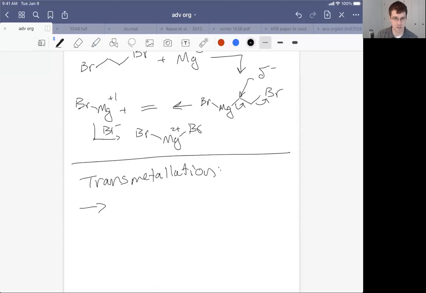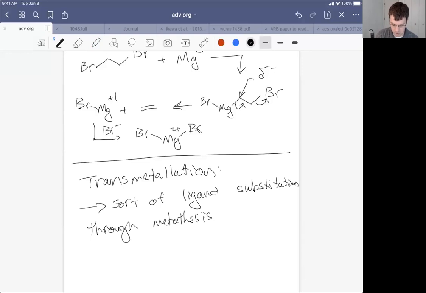But this is sort of a ligand substitution, but it's through a process called metathesis. Metathesis is an important word, and it's gotten a lot of buzz because early in my PhD, several folks won Nobel Prizes for a special type of metathesis that we'll talk about next time. So in metathesis, what we're doing is we're swapping groups. So transmetallation is kind of swapping metals.